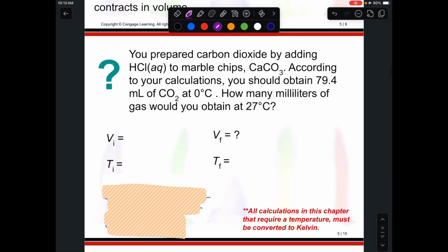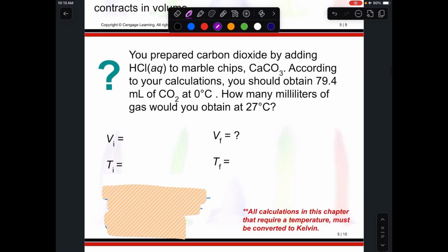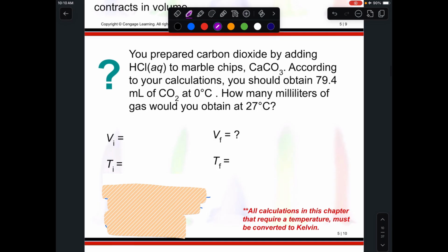Let's go ahead and practice a problem here. So you prepare carbon dioxide by adding HCl to marble chips. According to your calculations, you should obtain 79.4 mL at 0 degrees Celsius. So I see a volume and I see a temperature. Now immediately I'm going to say, hey, I need to convert this. This is 273 Kelvin. I like to do that right away. How many milliliters, so I'm looking for a volume 2 or a volume final, of gas would you obtain at 27 degrees Celsius? So I'm going to go ahead and convert my 27 to Kelvin. So it's 300 Kelvin.